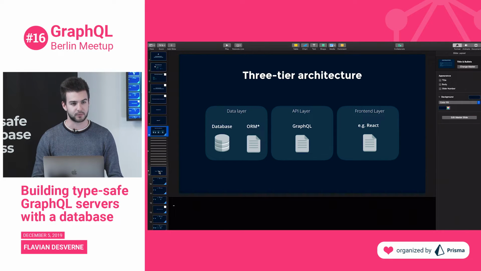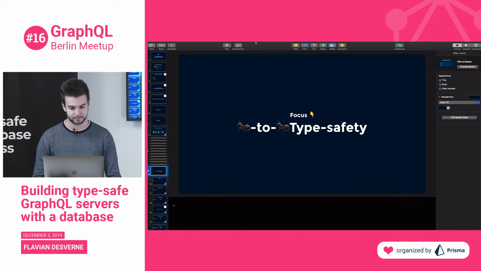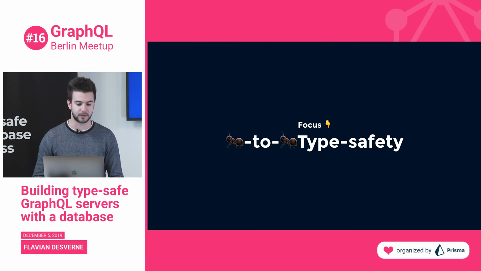So now that I've showed you a bit what we've done, I'd like to deep dive a bit into some of the subjects that we think are very important for a backend to help you be productive as a developer. And the first subject will be end-to-end type safety.